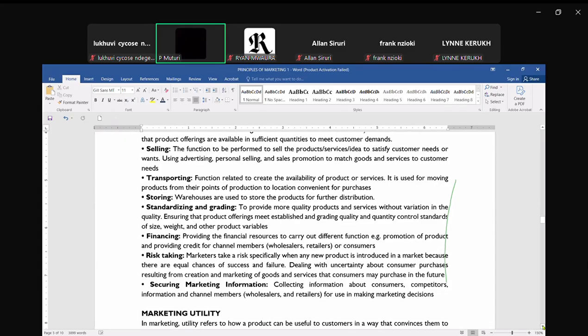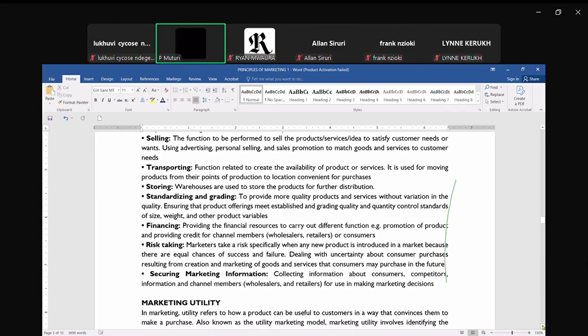Then transportation is another function. This is making the products available, creating the availability of products or services where they are needed, moving products from one place to the other. And nowadays, we are not just talking about physical movement, there's also digital movement, because sometimes the products are digital products. But how do you avail them to the target market, the target consumer? So it's about transportation, it's about the logistics involved.